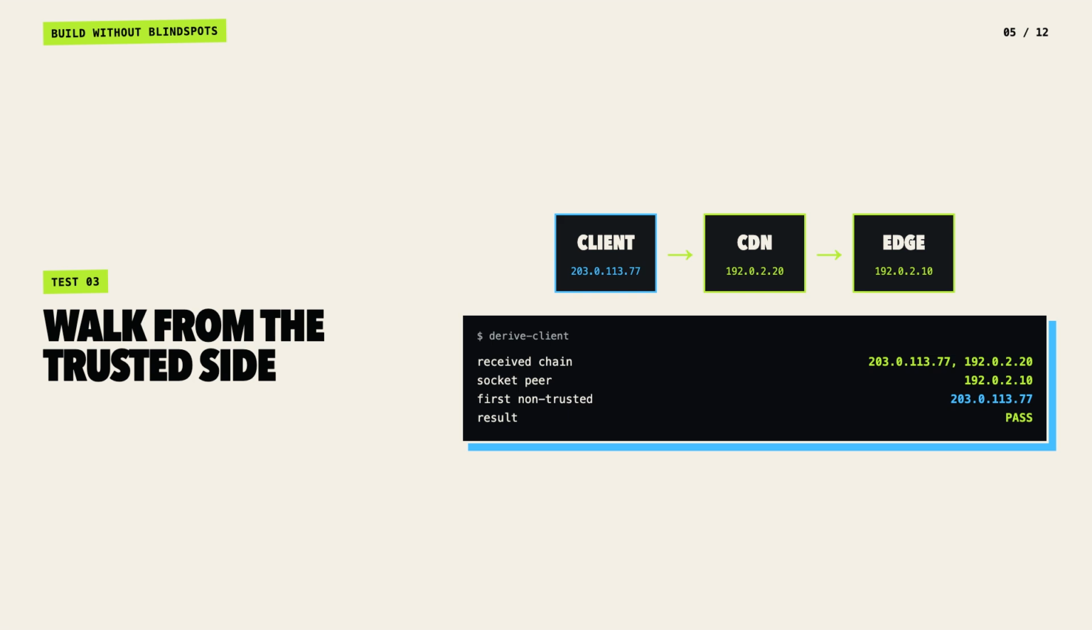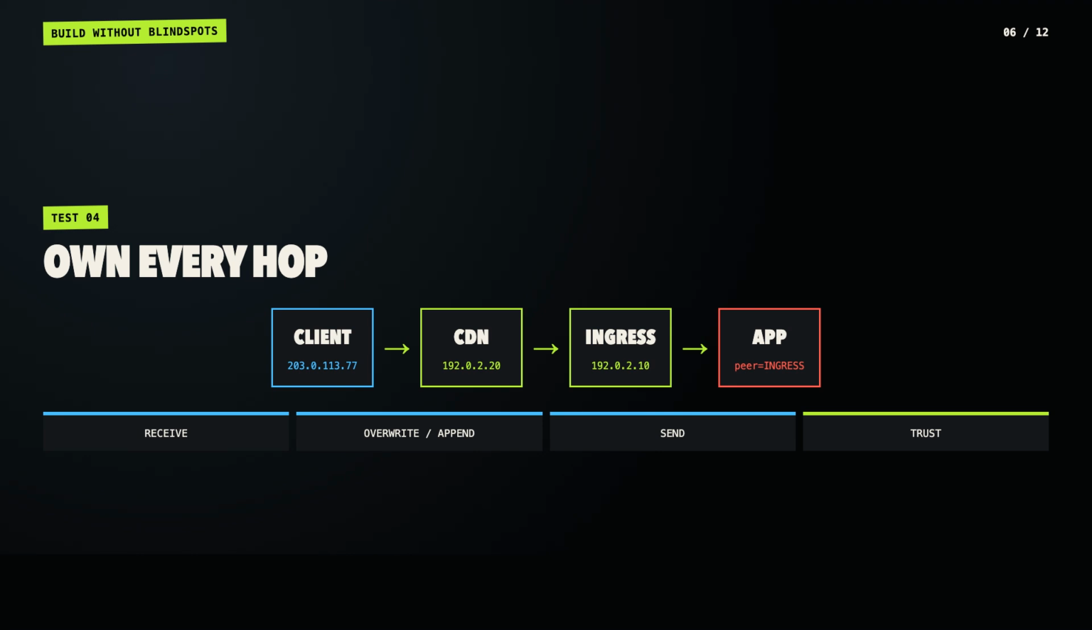Our test creates 3 chains: a normal client and edge, a client-supplied prefix followed by the edge, and an unexpected extra proxy. The expected derived address is locked for each case. If the library returns a different answer, do not patch the array index. Fix the trust model. Now add a CDN and an ingress.